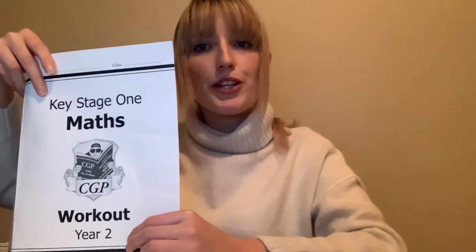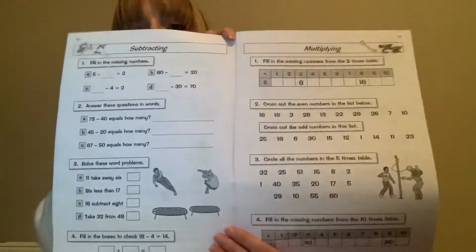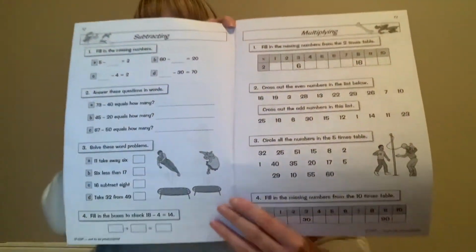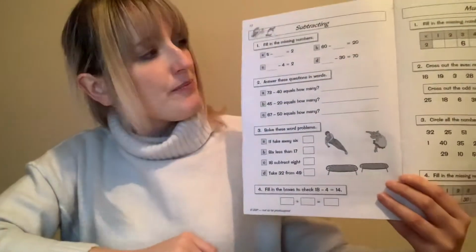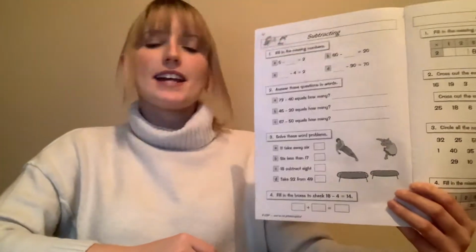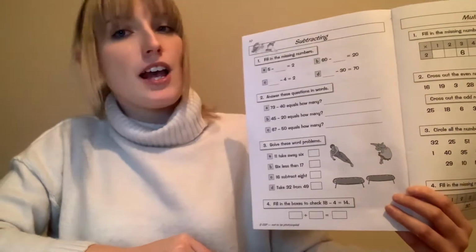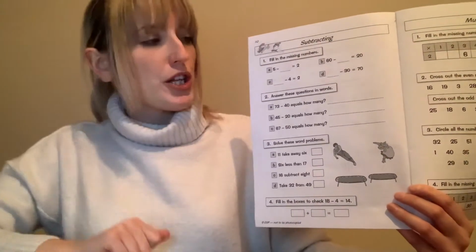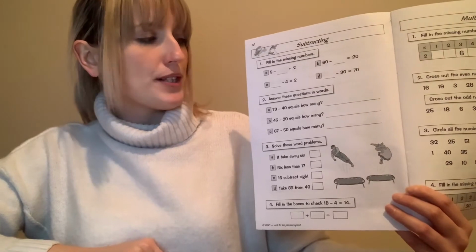Okay, so I've got the Year 2 booklet here, and for today's home learning task you're going to complete pages 10 and 11 please. Now page 10 I'm not really going to go through because it's following on from yesterday's subtraction. Now remember that when we subtract, the number gets smaller, so we're counting backwards.